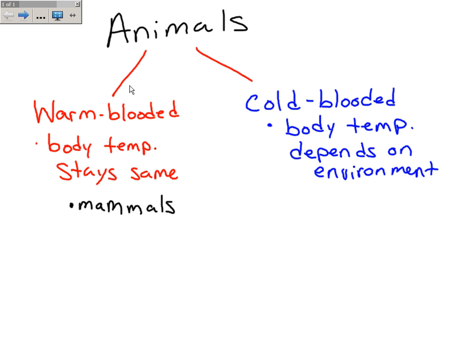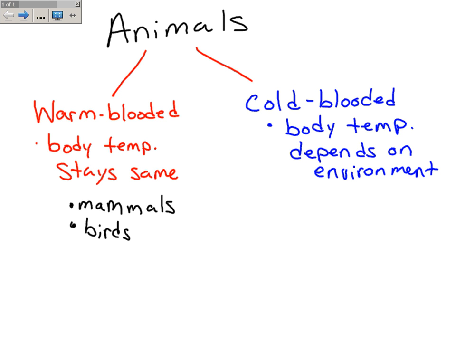Another warm-blooded animal has wings and feathers. They're birds. So mammals and birds are both warm-blooded. Their body temperature stays the same.